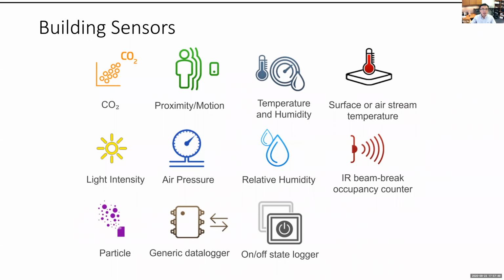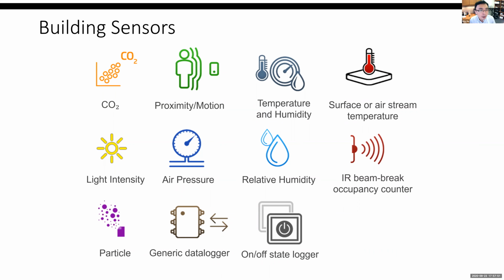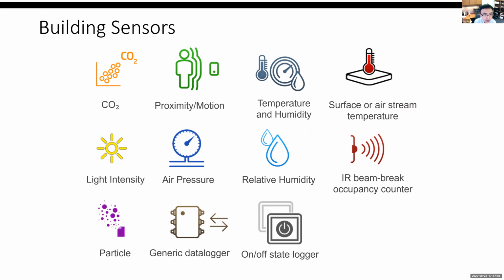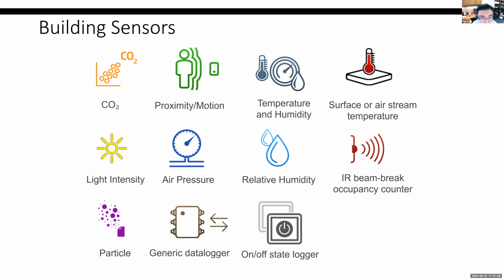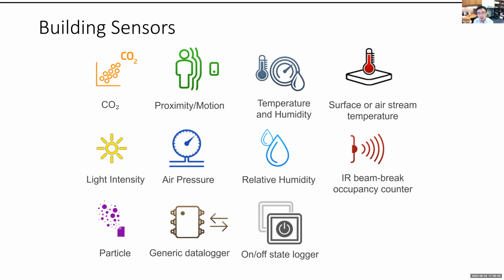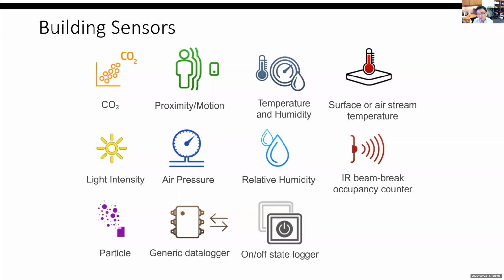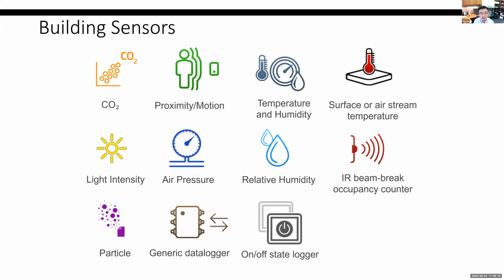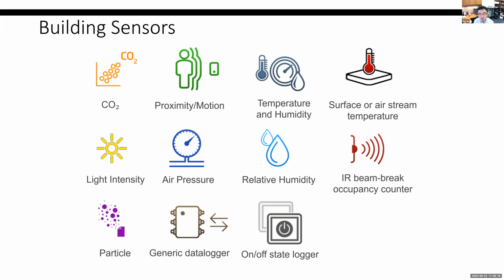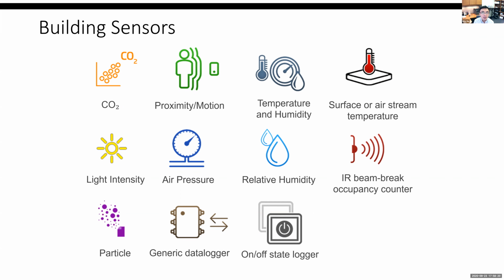All right. Talking about the popular sensors used for buildings, we have carbon dioxide sensors, proximity or motion sensors to check occupant behavior, and temperature and humidity sensors. There are surface and airstream temperature sensors, and light intensity sensors, which are good for controlling the artificial light. Then air pressure sensors and relative humidity sensors, which are more for adjusting the indoor environment.